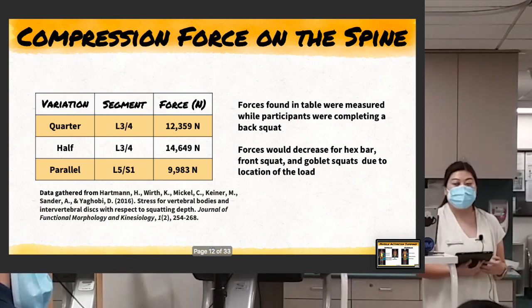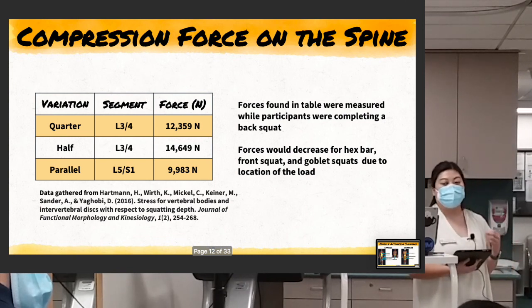And then the forces would decrease for the hex bar front squat and goblet squat due to the location of the load. This is compression force and not shear force.